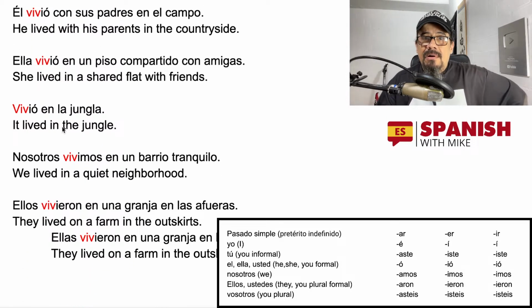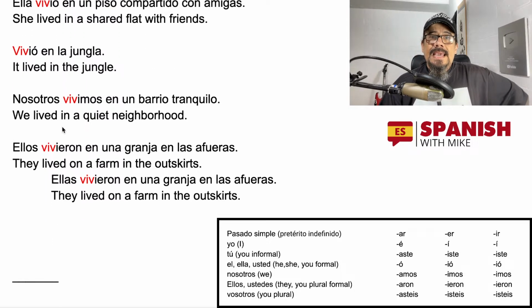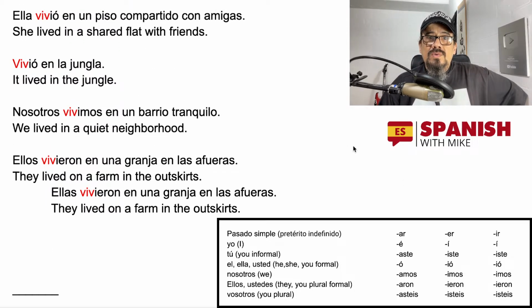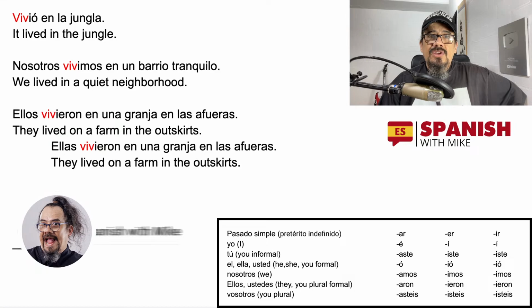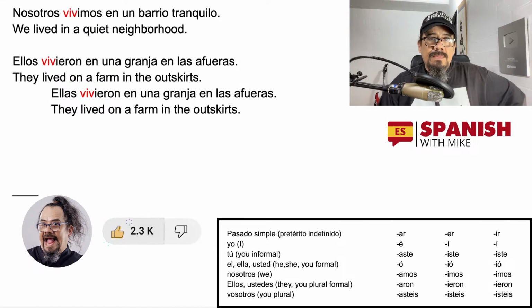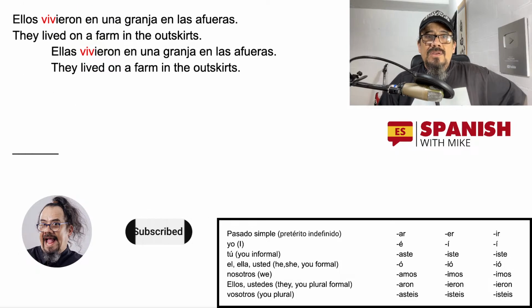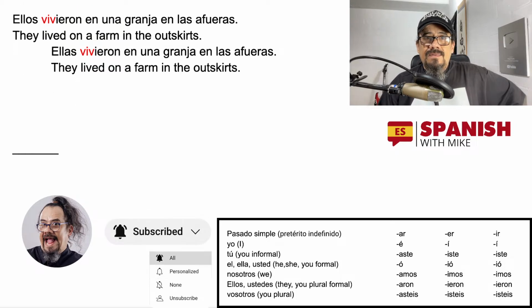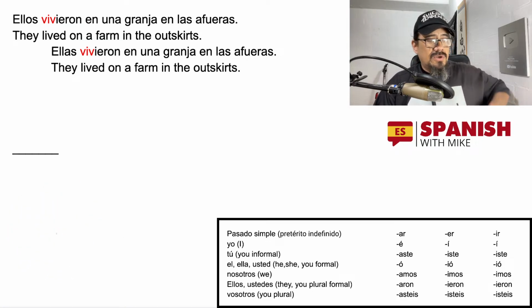He lived with his parents in the countryside. She lived in a shared flat with her friends. It lived in the jungle. We lived in a quiet neighborhood. They lived on a farm in the outskirts.